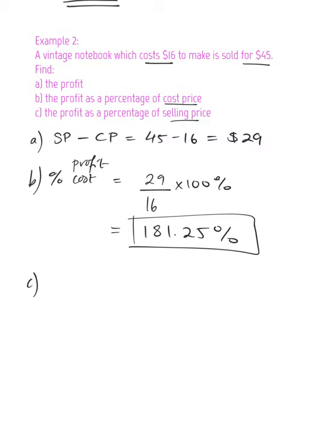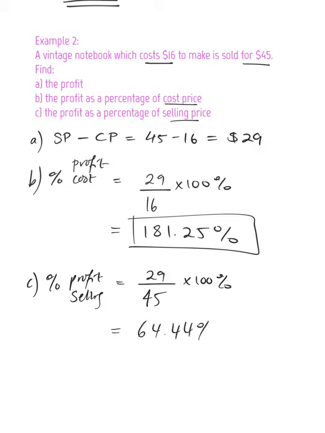And part C, we are having a look at the percentage profit in terms of selling price. Now again, it's the profit 29, this time it's over the selling price, which is 45, and again times that by 100%, and that gives us 64.44%.